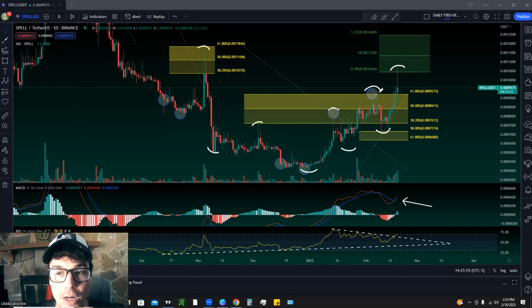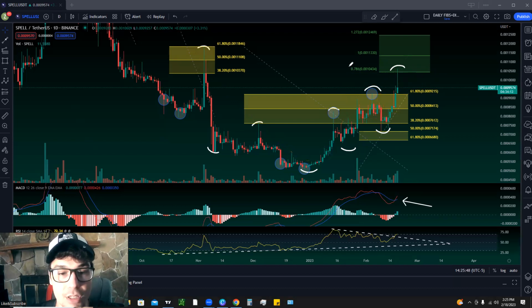What's going to be very important now is we need to flip this to support from resistance. It's been prior resistance. This is our first day where we're attempting to close above it. We need to hold above 0.0009215. If we can do that, then we have the potential to continue hitting our bullish price targets, which I just listed here previously.